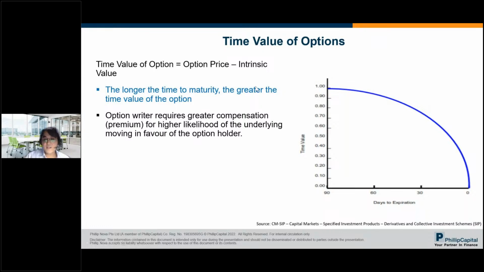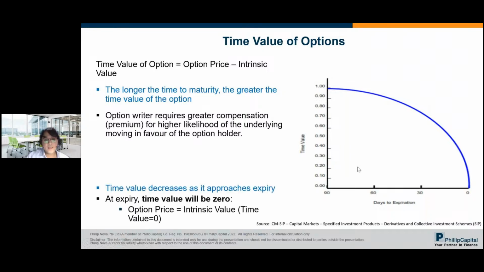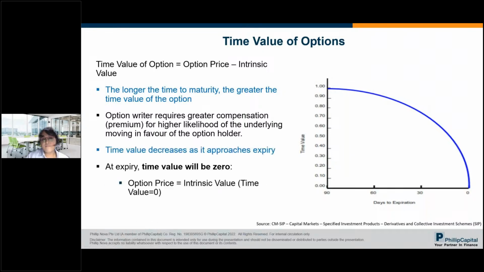And I think it's very easily represented by this graph over here, where the longer the days to expiration, you can see on the left, there's 90 days to expiration. Time value is at its highest. However, as it approaches expiry, this time value will decrease to 0. Because of this, typically at expiry, the option premium consists only of the intrinsic value of the option. And when we say intrinsic value, do recall the payoff diagram, the S minus X and X minus S that I showed you previously.